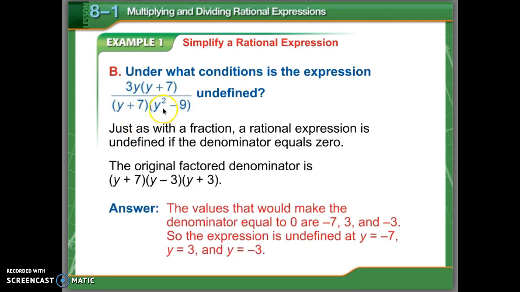And then what they did is they went ahead and factored y squared minus 9 into y minus 3 and y plus 3. You should recognize by now that this is a difference of squares. 9 is 3 squared, so we have plus 3 minus 3. So we have negative 7 from here, that would make it 0. We have positive 3 from here, and negative 3 from here. So our three values that make it undefined are negative 7, 3, and negative 3.